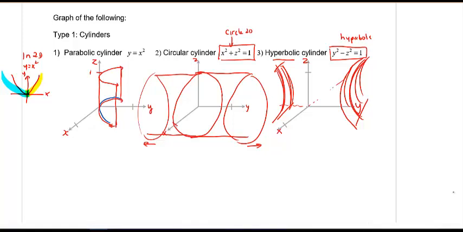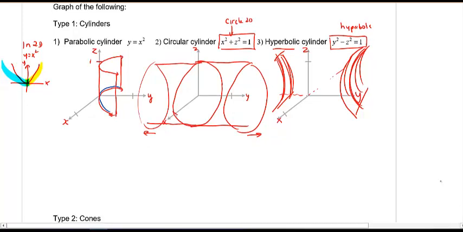Okay, so I know it's kind of weird right now, but remember in each of these cases, I only had two variables. One of them was not in the equation, so therefore we just have to kind of copy, paste.